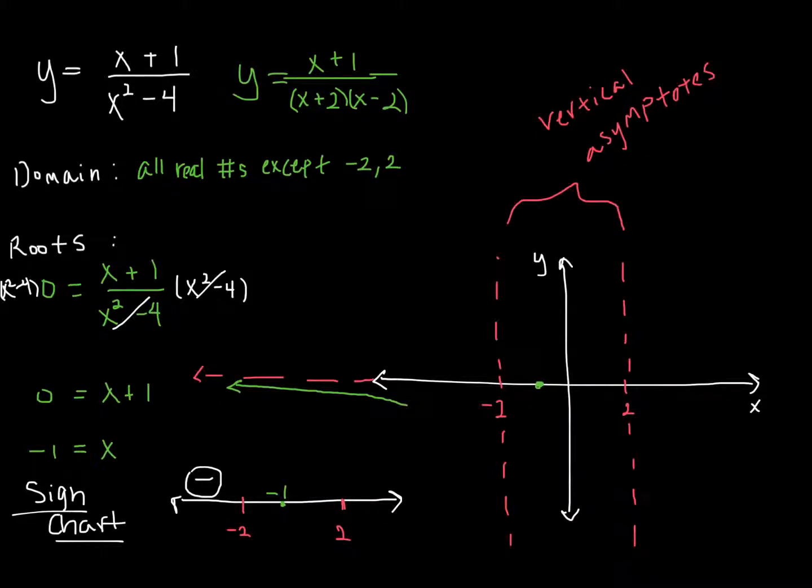All right, then we need to decide what's going to happen as we get very close to negative 2. Well, you could plug in a number that's just to the left of negative 2. For example, maybe negative 2.1. Well, go ahead and try that out.